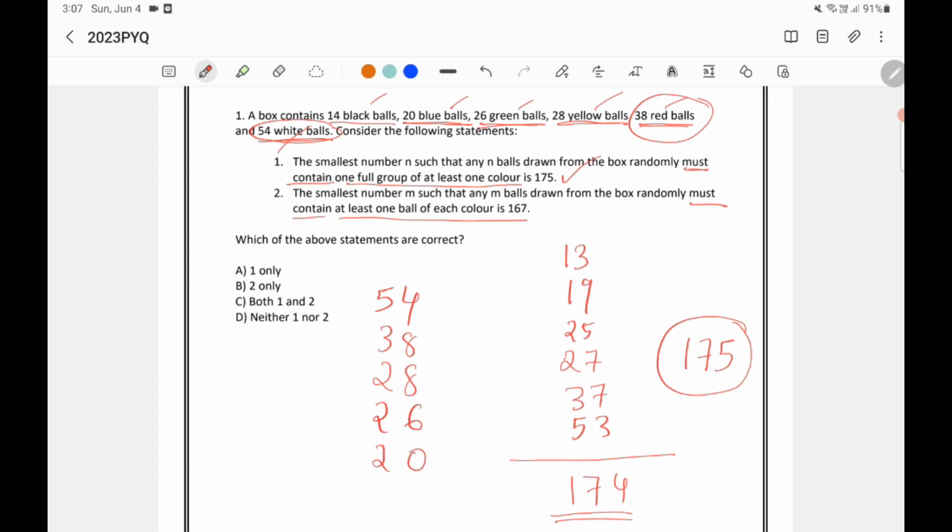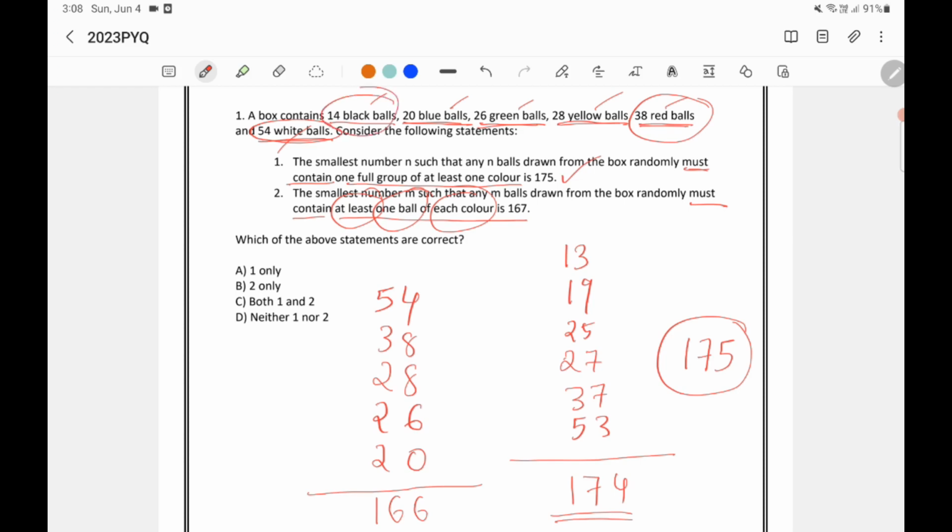So statement 2 says that we have to take at least one ball of each color. So now I have taken all the colors except black. So I haven't got at least one ball of each color. If you add all these things, you will get 166. This means that if I take one more ball, that ball will be the black ball.